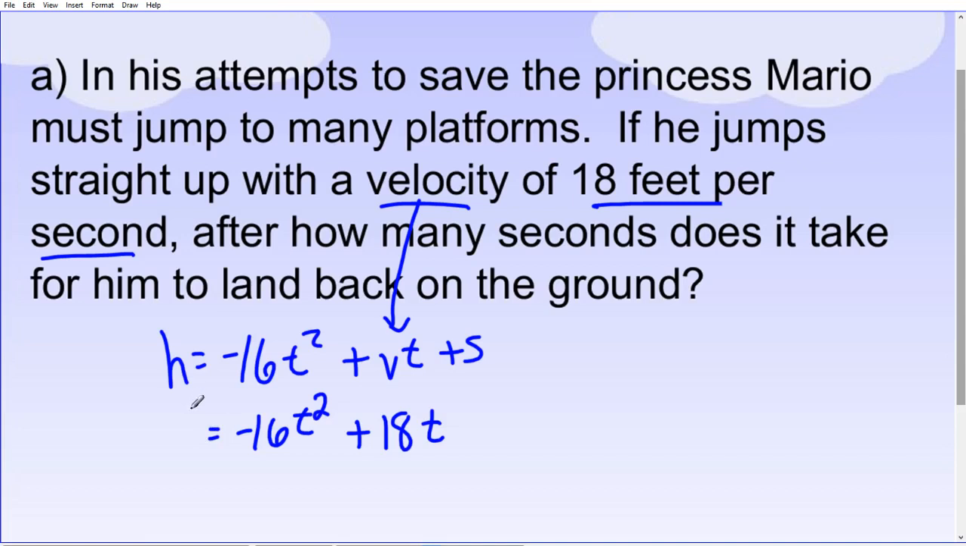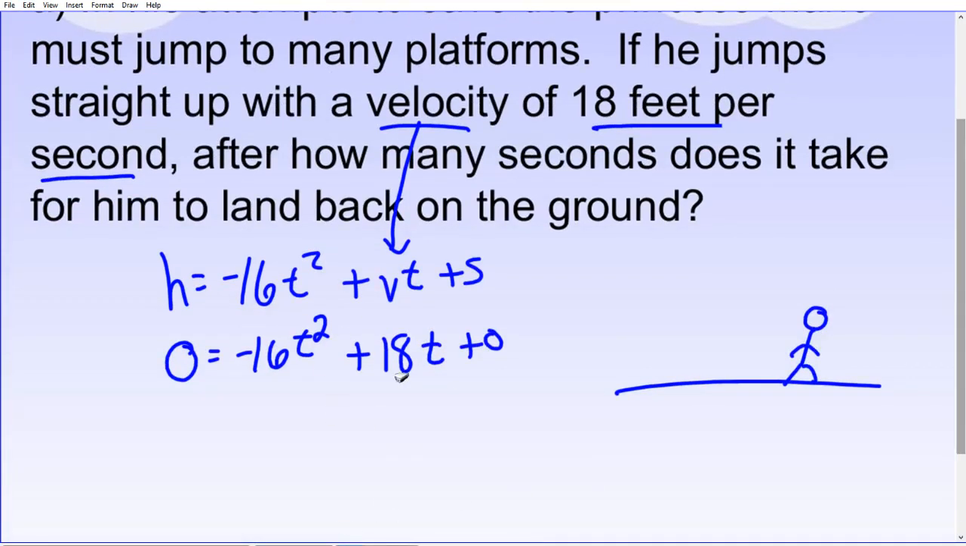Now, they didn't say anything about a starting height or a final height. But think about it. Here's Mario, stick figure Mario, and he jumps up. Goes boing. Well, if he starts on the ground, his starting height would be 0. And let's say he jumps, and he lands. His final height would also be 0. Now, if I wanted to pretty up this formula, I don't really need this plus 0. I do need him, though.